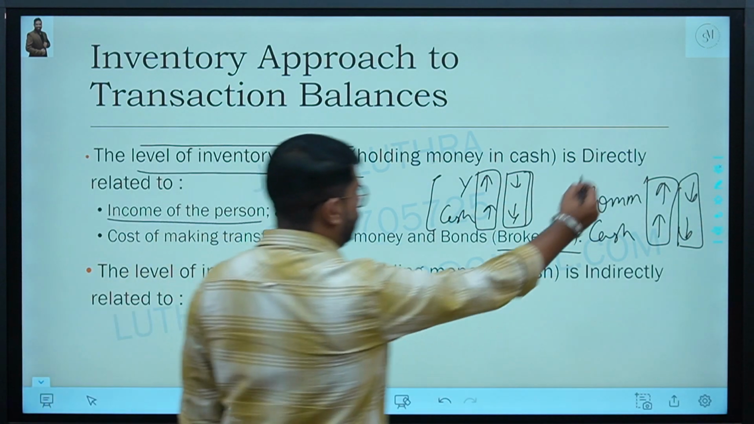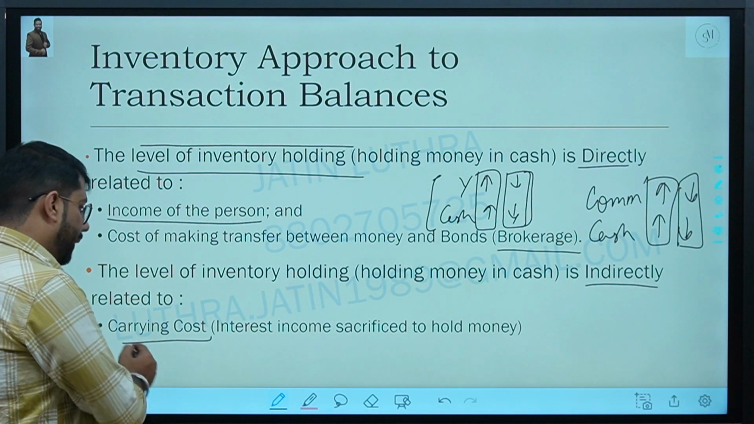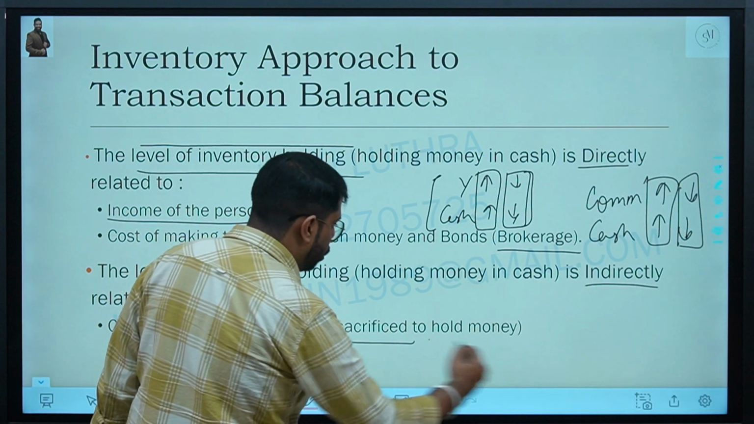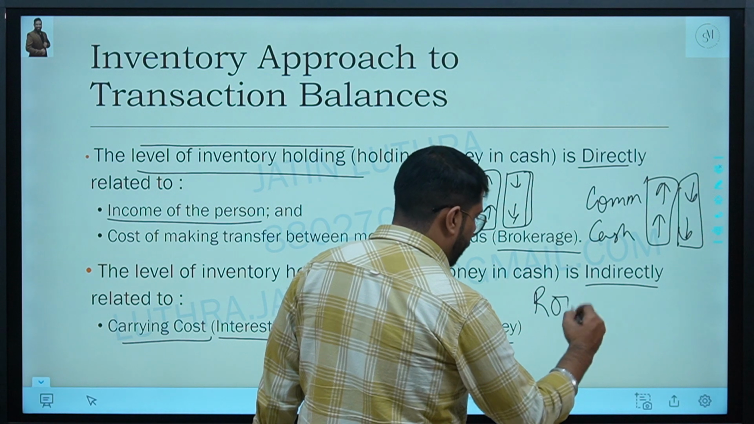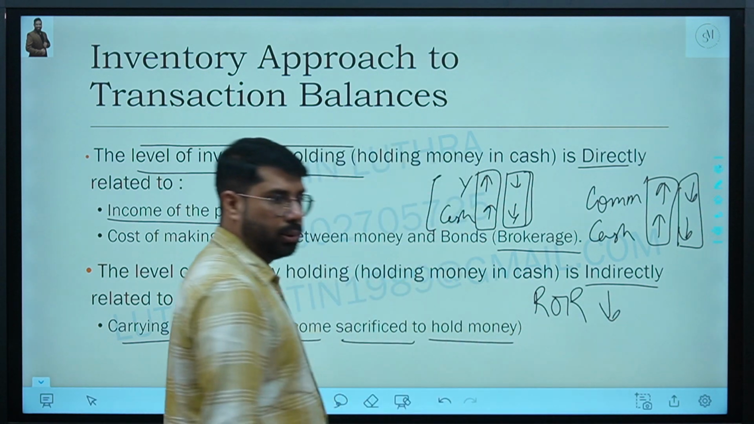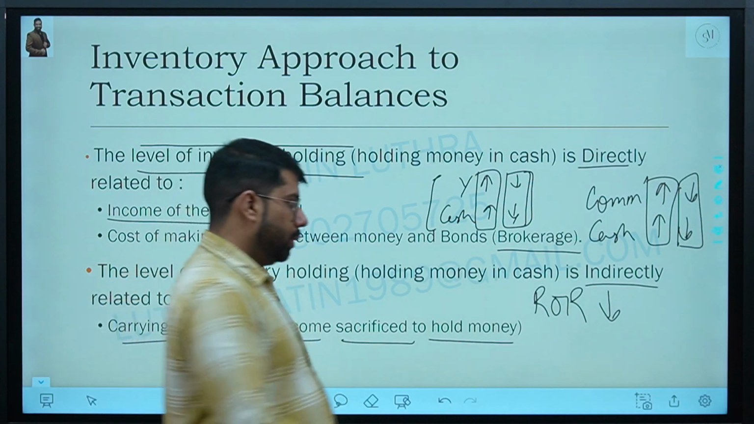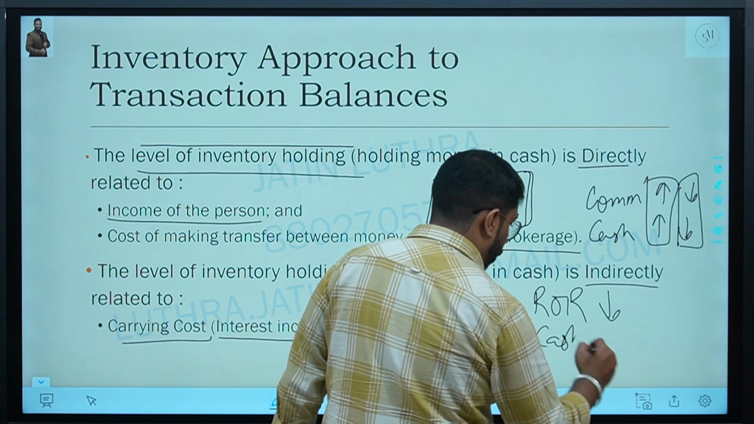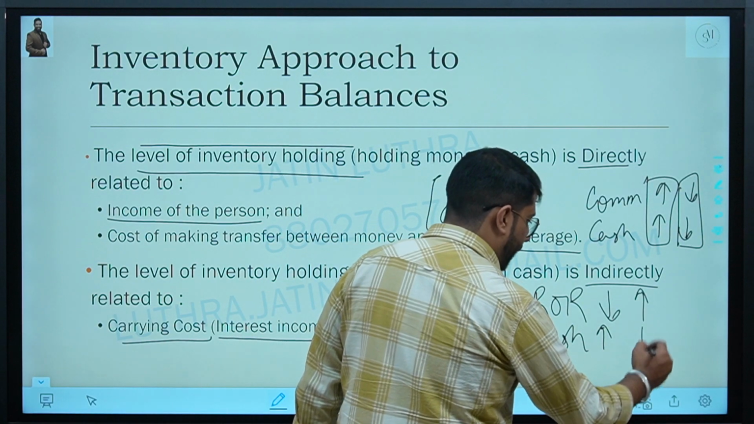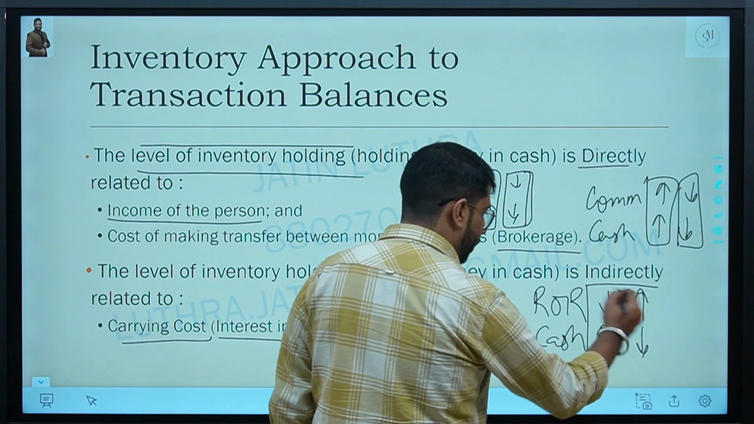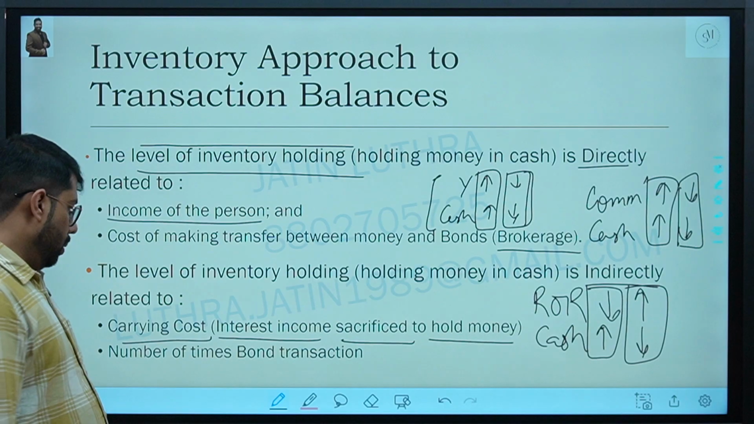This is the direct relationship. Indirect relationship with carrying cost, that is the interest income sacrificed to hold money. If rate of return is less, will you invest money or will you keep money with yourself? Keep money with yourself. It means when rate of return is less, you will keep more cash with you, and when rate of return is more, you will keep less cash with you. Yes or no? Yes, sir. Indirect relationship.